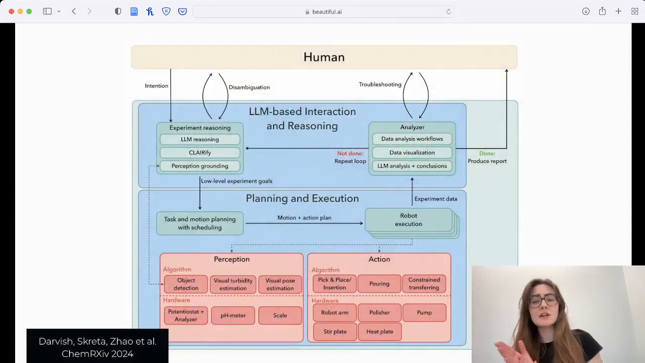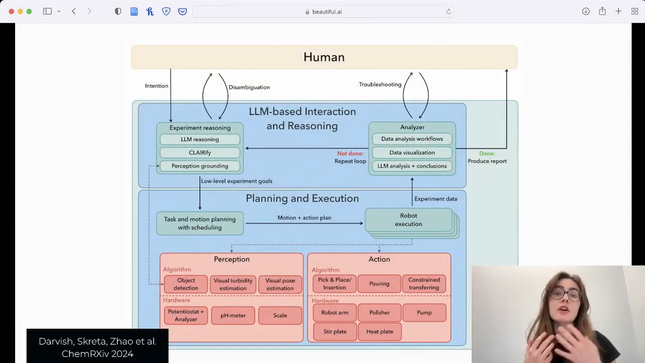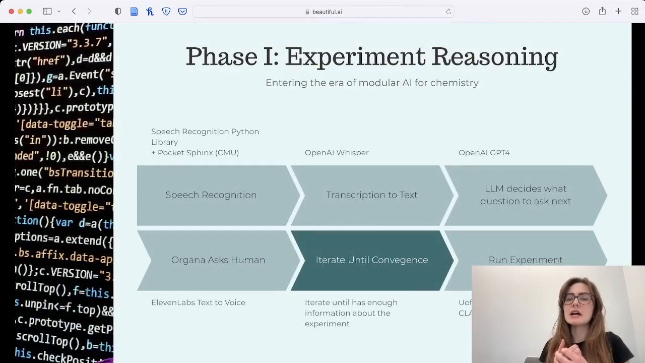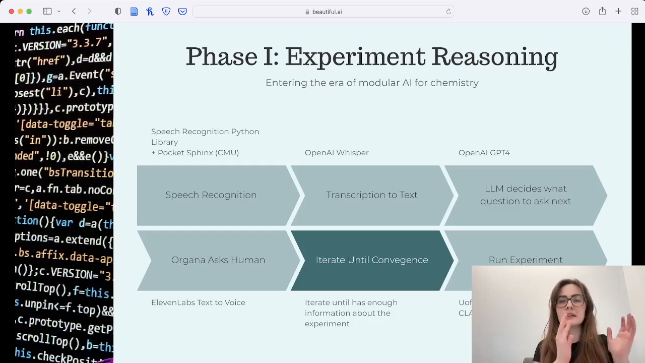As I said, ORGANA consists of multiple different components, and there are four main ones. I'll go into a little bit more detail. Phase one is based on experiment reasoning between the human and ORGANA. Here, ORGANA has several goals that it needs to figure out in order to be able to execute the experiment. These goals include the purpose of the experiment, what reagents and equipment ORGANA has access to, an example of how to run one step of the multi-step experiment, and finally the stopping criterion.